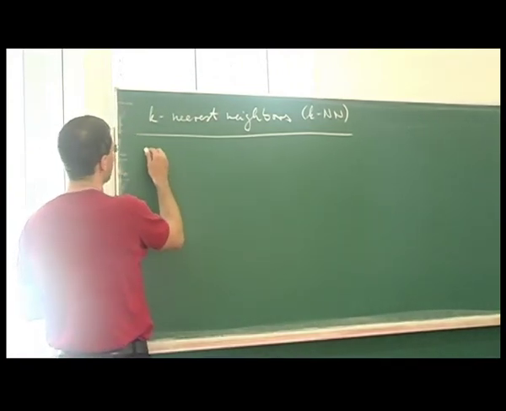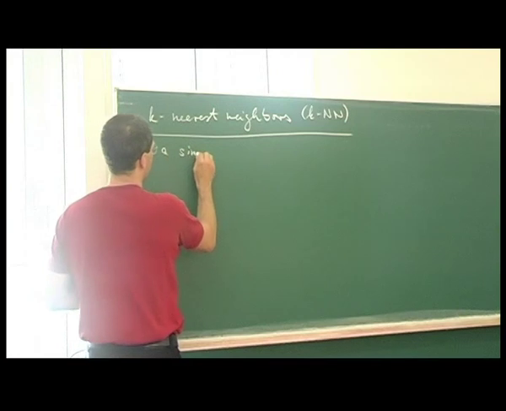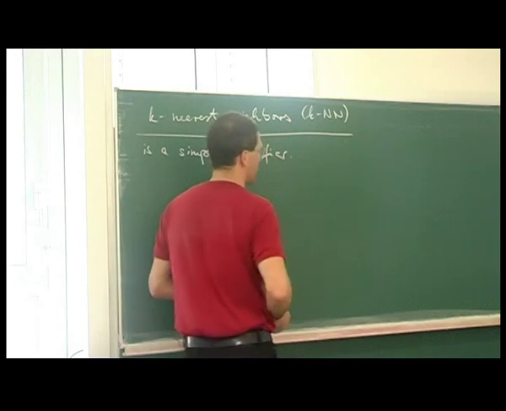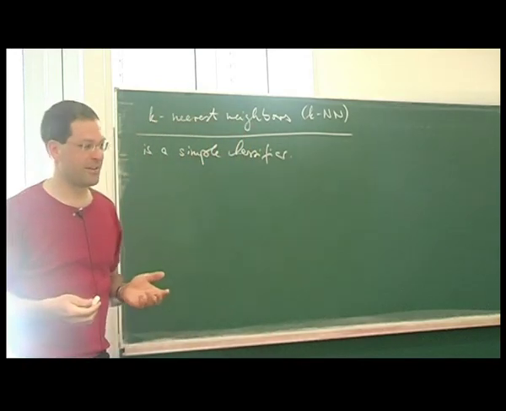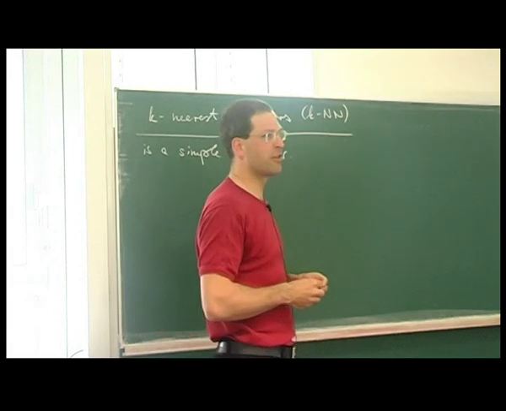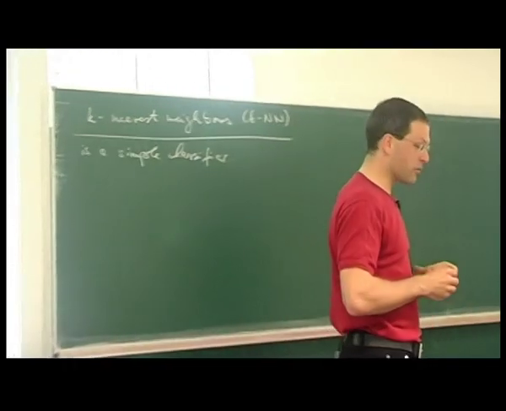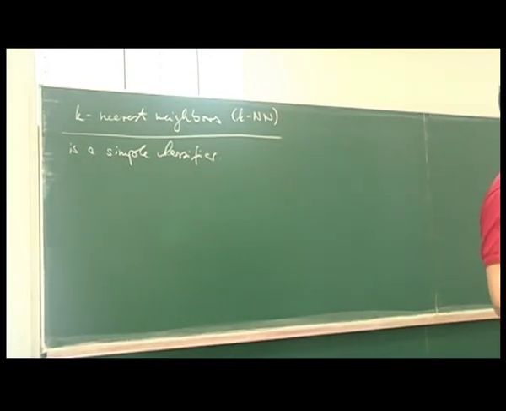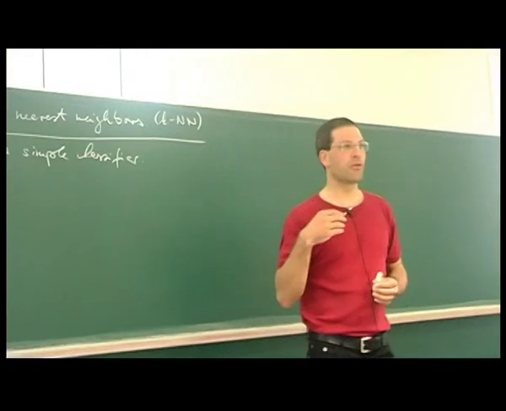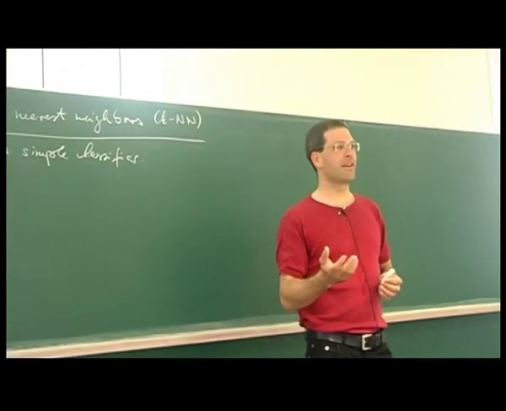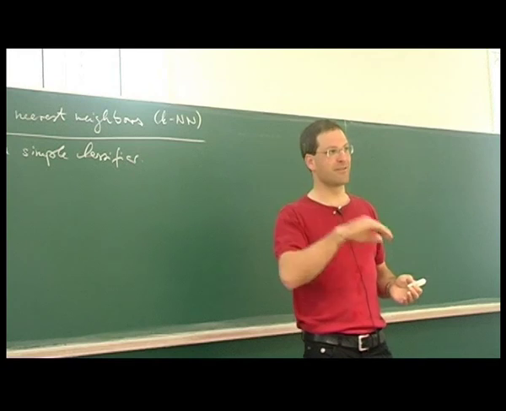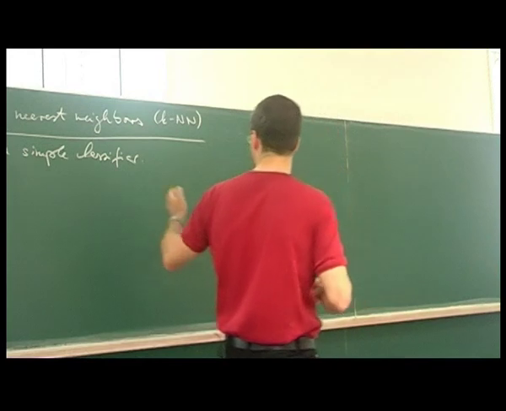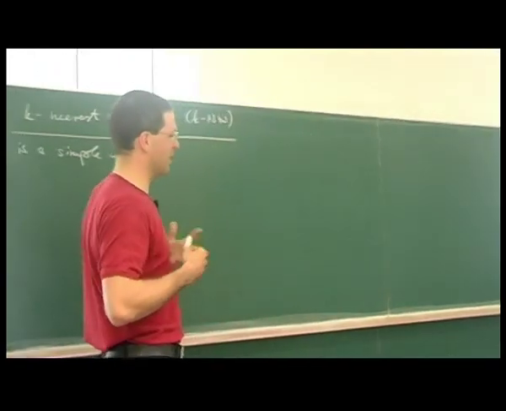So K nearest neighbors is a simple classifier. What is a classifier? A machine that predicts a category. So all of you have learned about regression, where you get some features or descriptors, and as a function of these descriptors you are computing a number that you think is the function of these features. In classification, you predict not a number but a category.